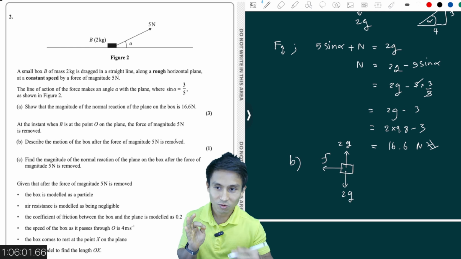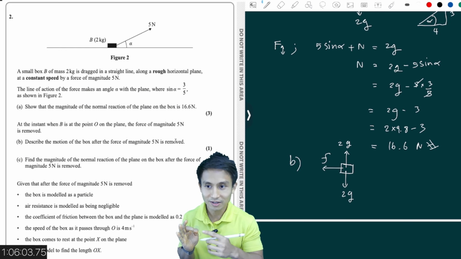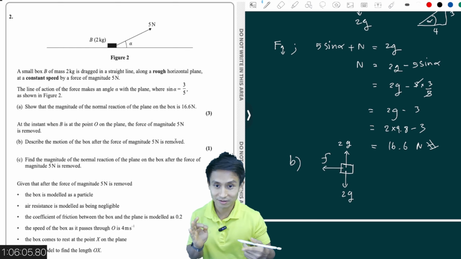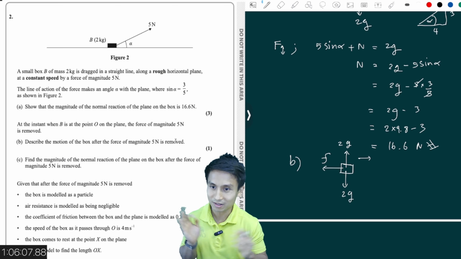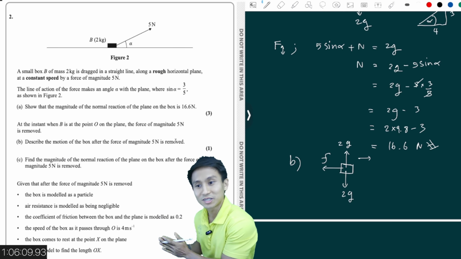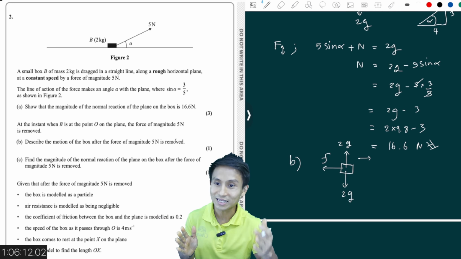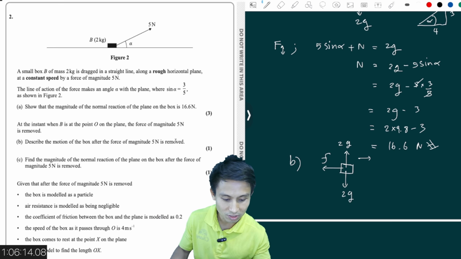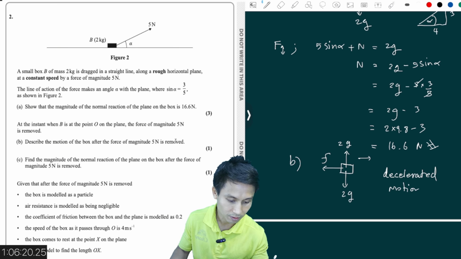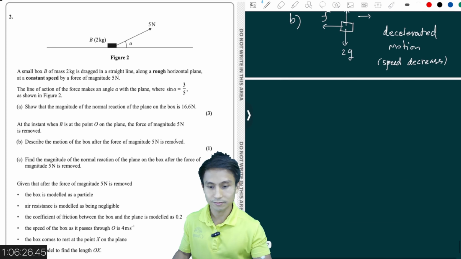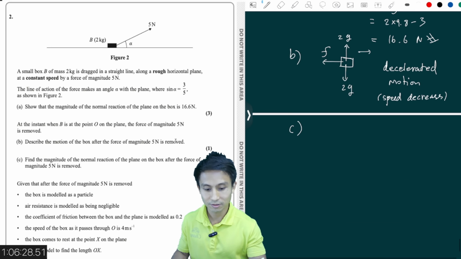But then when you only have friction there, it's going to be decelerated. Because the motion is to the right, but the resistive force is to the left. So it's going to retard the motion. So the motion is decelerated, or speed will decrease. Yeah, like that. Okay, that's just one mark there.